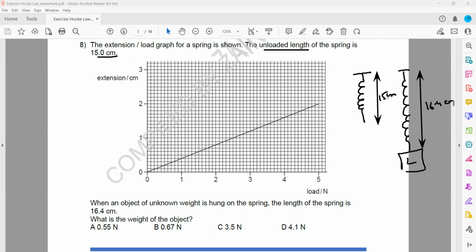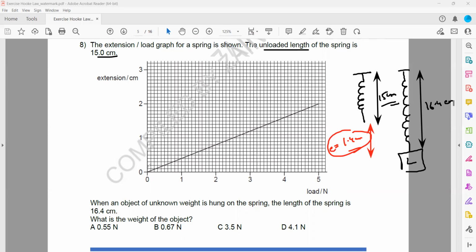So first, 15 centimeter is the length of the unloaded spring and 16.4 is the length of the loaded spring. So how do we know its extension? Like increase in length. So it is 16.4 minus 15, that's equal to 1.4. So 1.4 is the extension. Now, using the graph, if the extension is 1.4, what is the load?